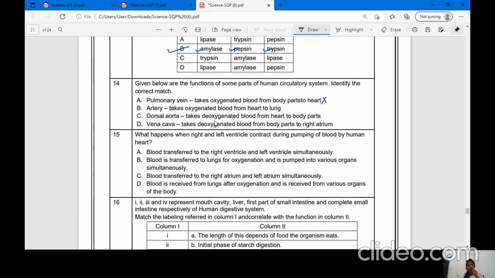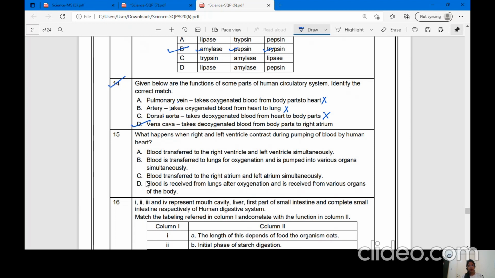What is the artery doing? Takes oxygenated blood from heart to lungs? No. Dorsal aorta or aorta takes deoxygenated blood from heart to body parts? It takes oxygenated blood, so it is also wrong. Vena cava takes deoxygenated blood from body parts to right atrium. That's the correct answer. These are the four blood vessels associated with the heart, and one question will definitely come from this. So we need to learn all these parts.